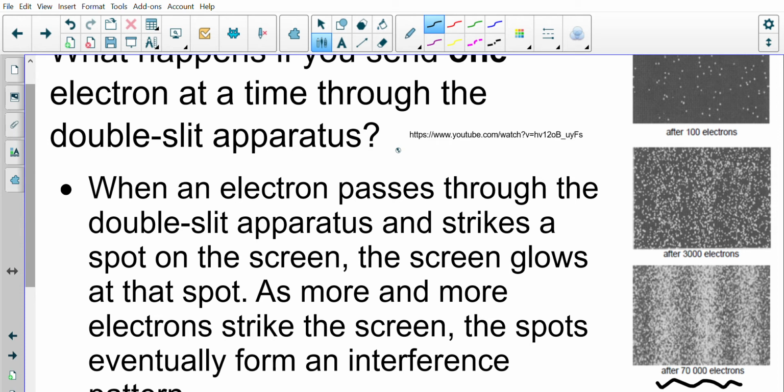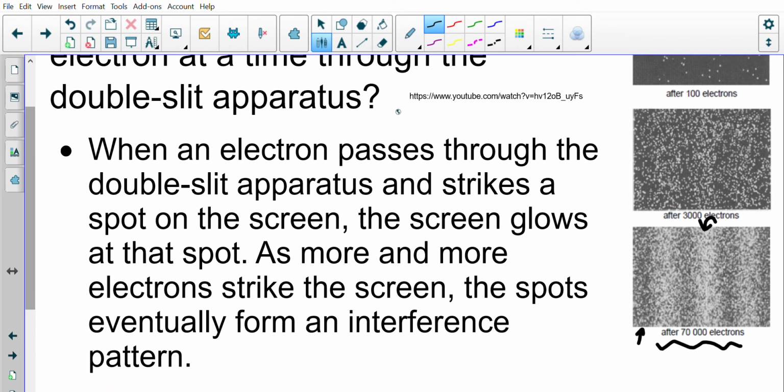So notice how there's some areas that are darker, like right here, and there's some areas that are lighter right here. So remember, an interference pattern is alternating dark and light spots. Only here it's not light creating the pattern, it's electrons creating the pattern. So the idea is when an electron passes through the double slit apparatus and strikes a spot on the screen, it glows at that spot. As more and more electrons strike the screen, the spots eventually form an interference pattern. That's what those pictures are showing.